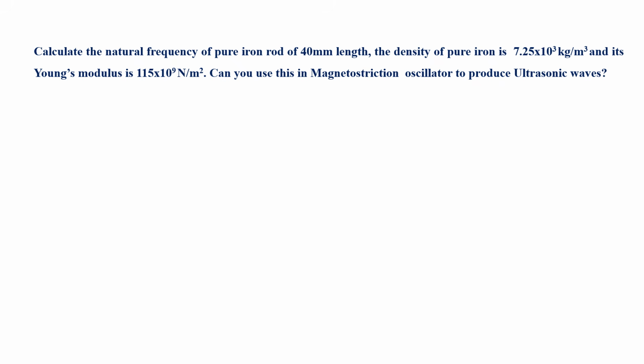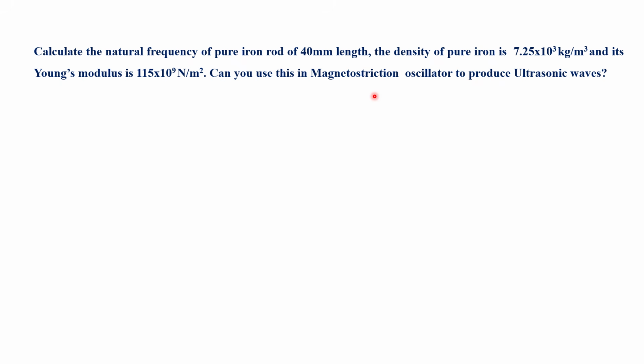Now let's see another problem statement. Here the length of a pure iron rod is provided, which is 40 millimeter. Density is also given for iron, which is 7.25 into 10 to the power 3 kilogram per meter cube. Young's modulus of that iron rod is given as 115 into 10 to the power 9 Newton per meter square. And it is asked, can you use this magnetostriction oscillator to produce ultrasonic waves? So we have to check that by calculating the natural frequency of the iron rod.